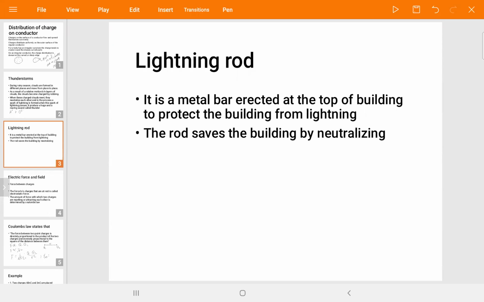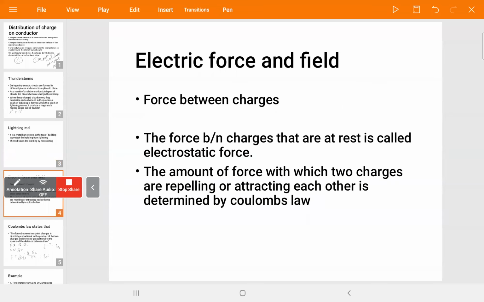And to protect this infrastructure from collapsing, we have to use a lightning rod. The purpose of this lightning rod is to neutralize, or to let electrons flow safely without bringing a hazard. Therefore, by this process, we can protect from lightning by using a lightning rod. The other point is about Coulomb's law.